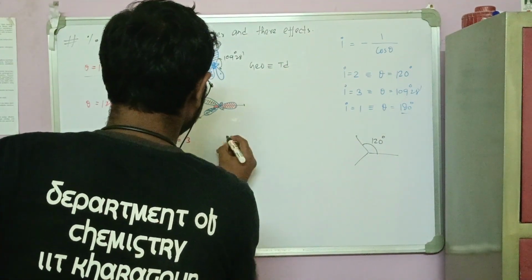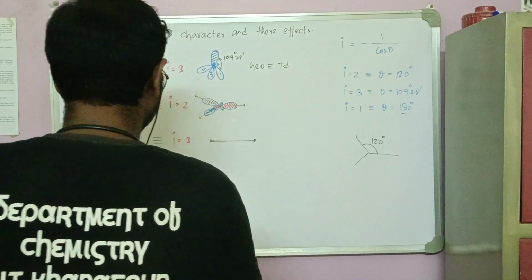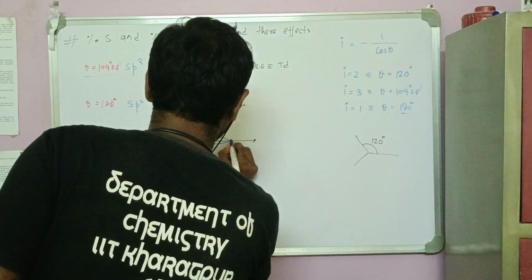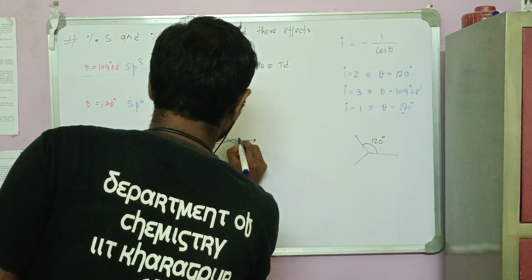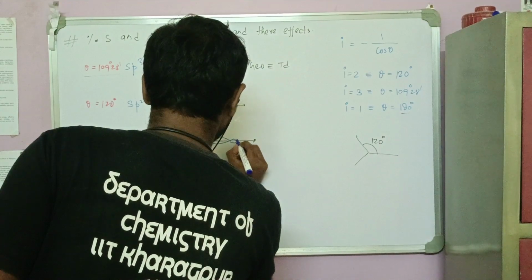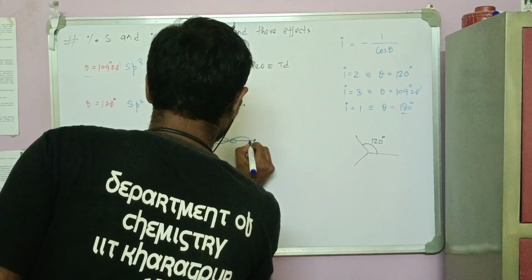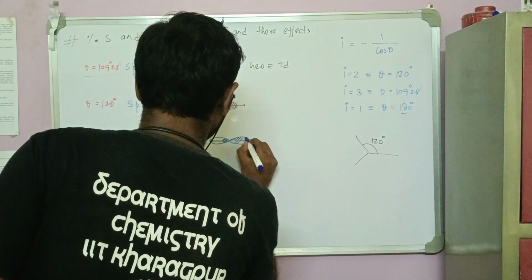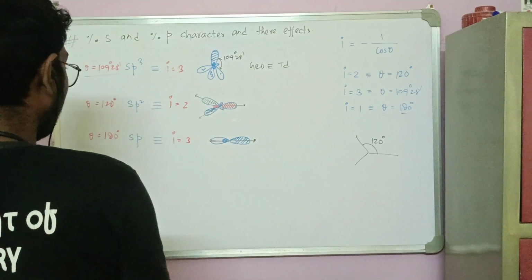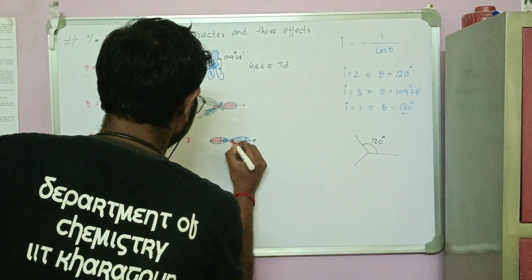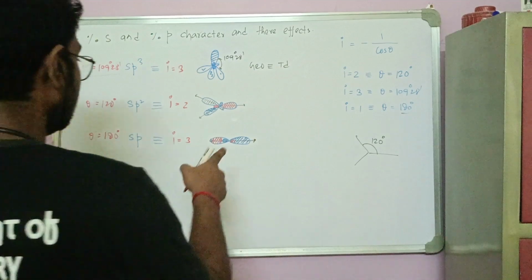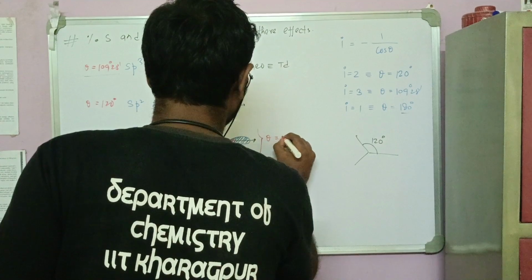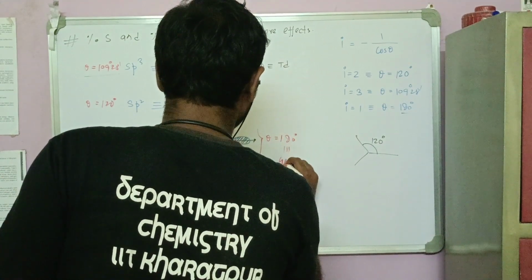So 180 degrees means a straight line like this one, and the 180 degrees will look something like this, and another one. So this is one sp, and this is another sp. So two sp hybridized orbitals are required to get the theta equals 180 degrees geometry, right?